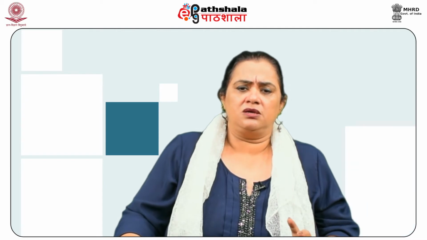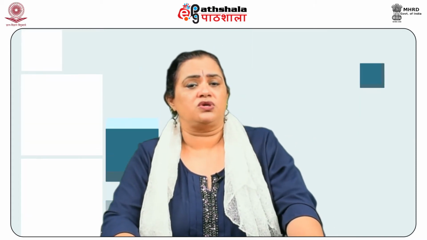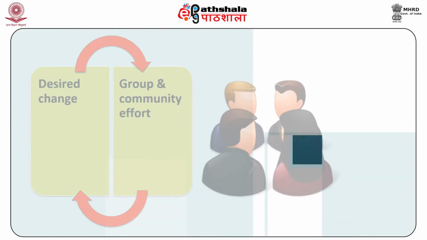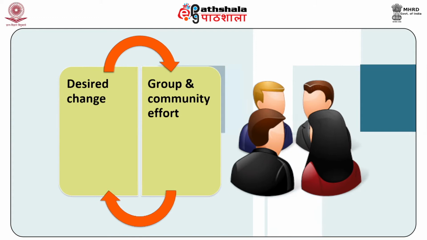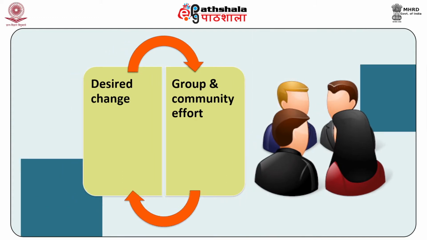The early Western writers in social work, therefore, saw social action as a method of bringing about change in the existing system, primarily through the means of social legislation. Nanavati in 1965 viewed social action as a process of bringing about the desired change by deliberate group and community effort.